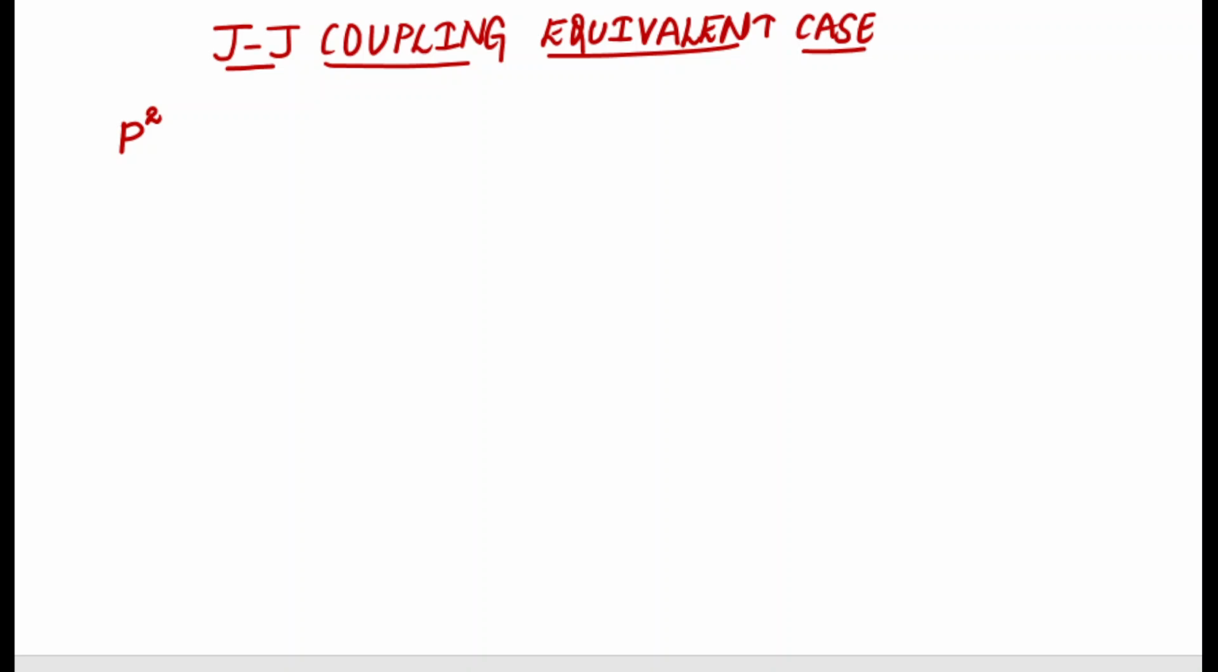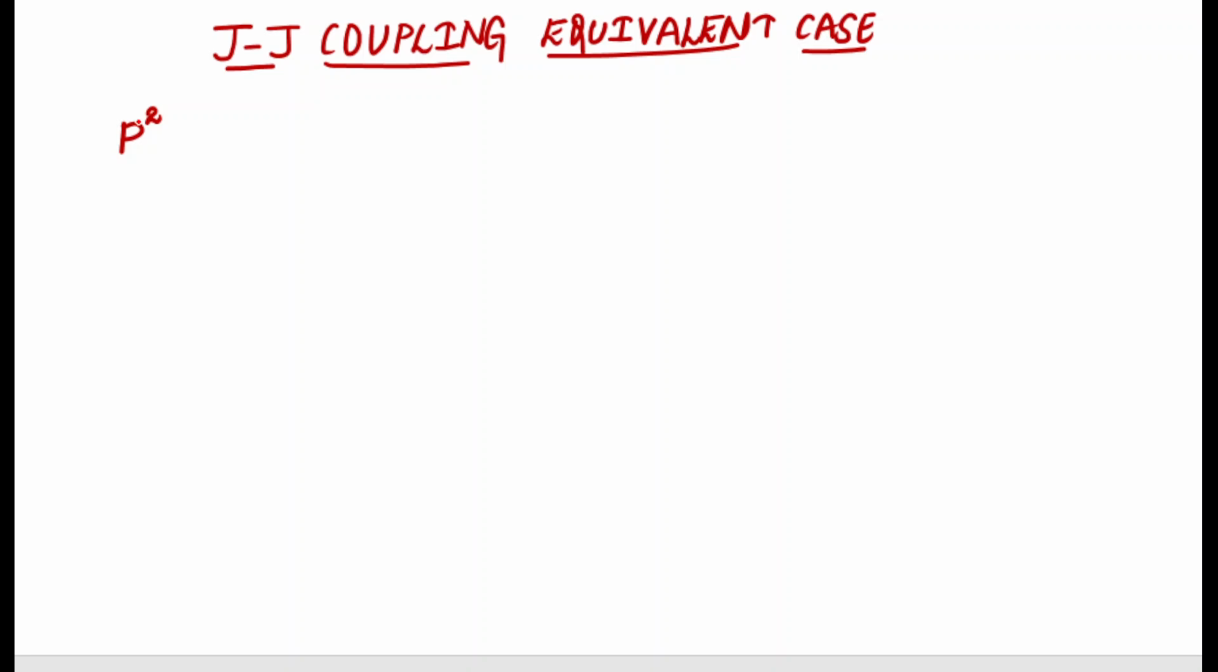We have the question, that is P square. Now, how to start with the question? In the last three videos, I have been solving LS coupling equivalent case, the non-equivalent case under LS coupling, and JJ coupling equivalent case. Today I am going to solve the non-equivalent case. I have solved it in the previous session itself. You can go and watch it in the playlist.